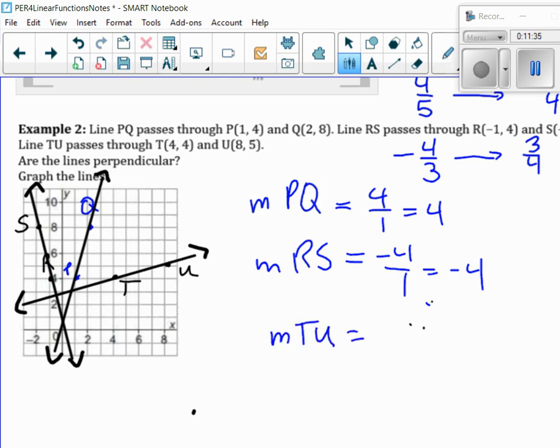And then TU. So I'm going from T to U. So I'm going up 1 over 1, 2, 3, 4. So positive 1 over 4. Ooh, you have a choice here. So remember, if it's going up to the right, it's positive slope. So even if you mess up the going up or down, in the end, look at it overall. Is it going up to the right? It should be positive. Down, it's going negative, right? Okay, so which two are the perpendicular ones?